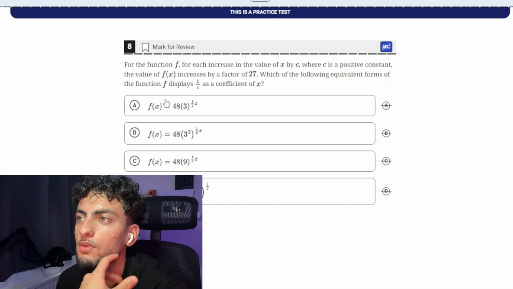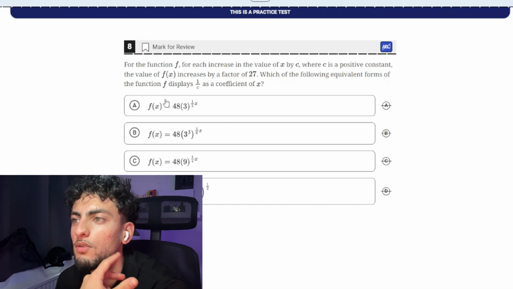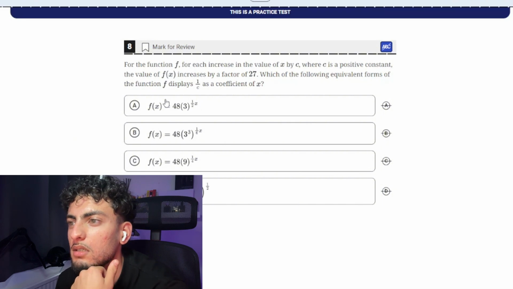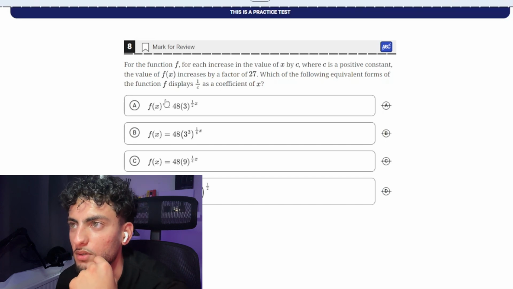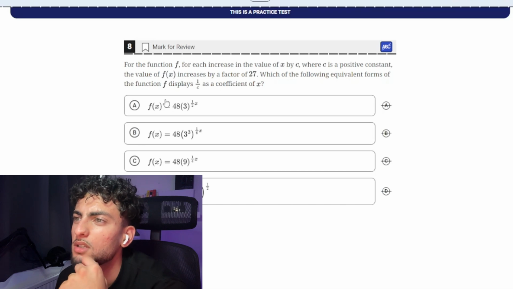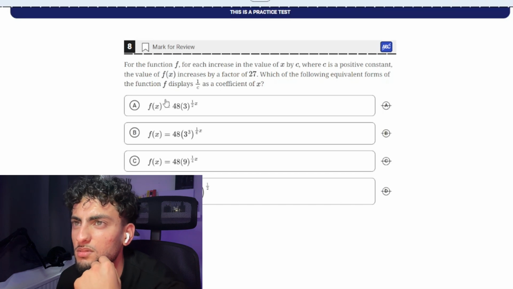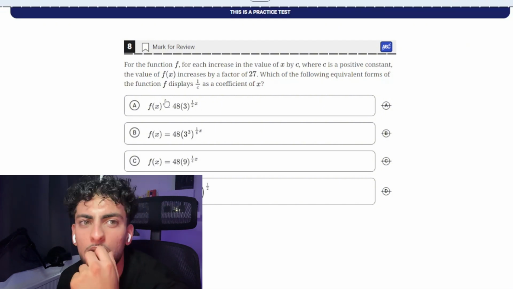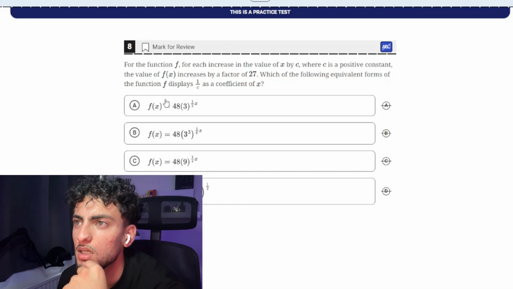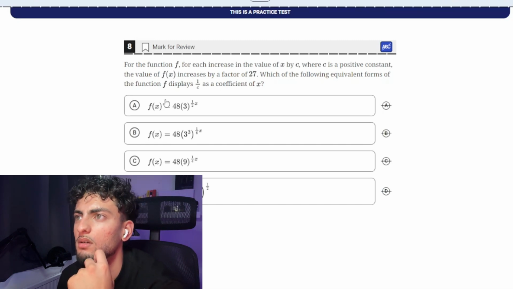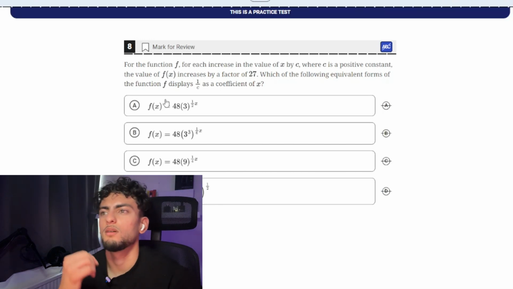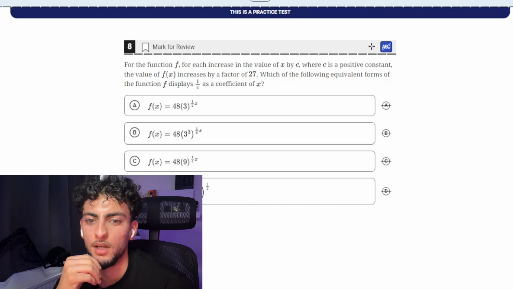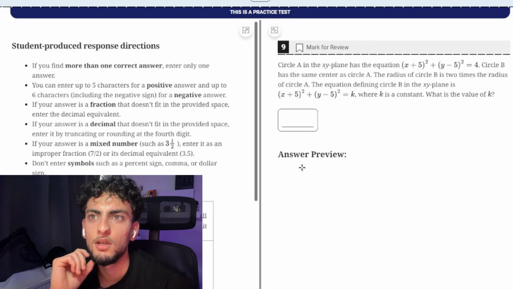Which of the following equivalent forms of f of x displays 1 over c as a coefficient of x? I don't know. This is the first one I found weird. What is considered the coefficient? The 1 over... Wait, why is this actually confusing? There's this flag for review. Okay, I didn't think there was going to be some difficulty, but turns out there is.